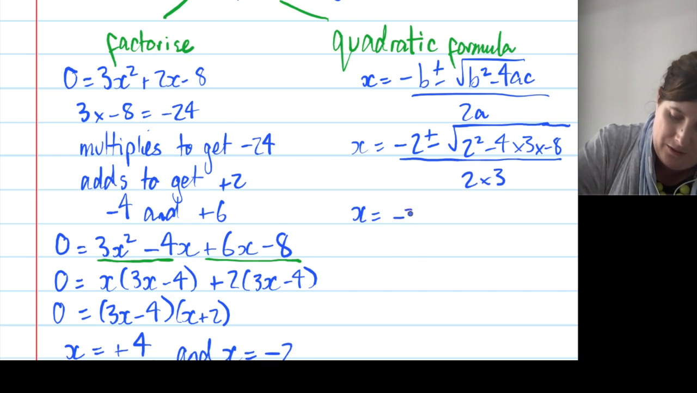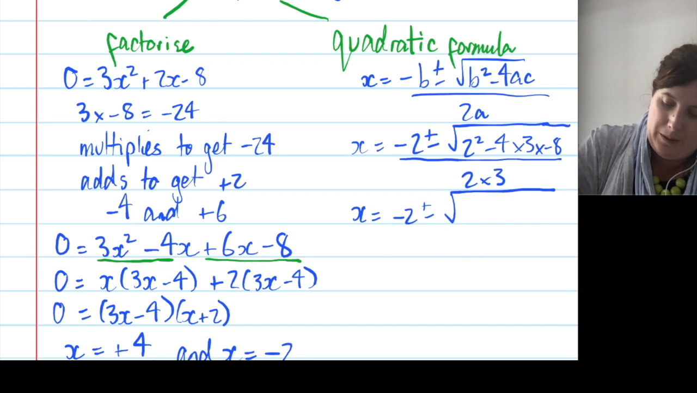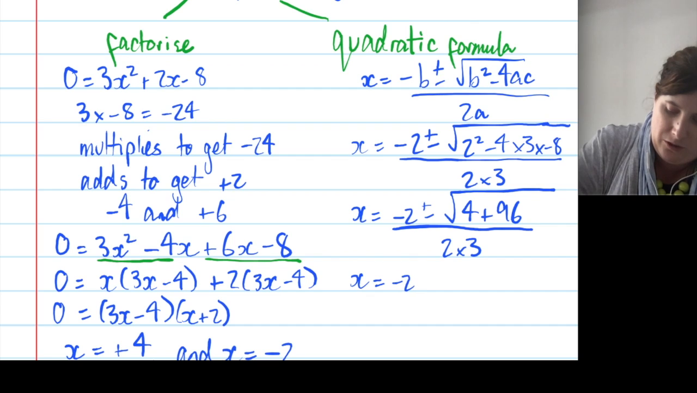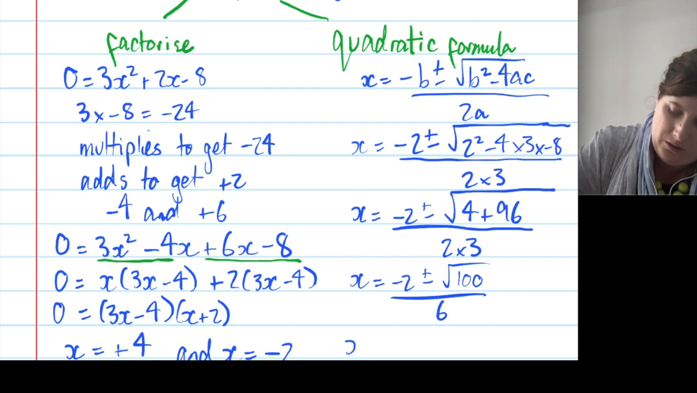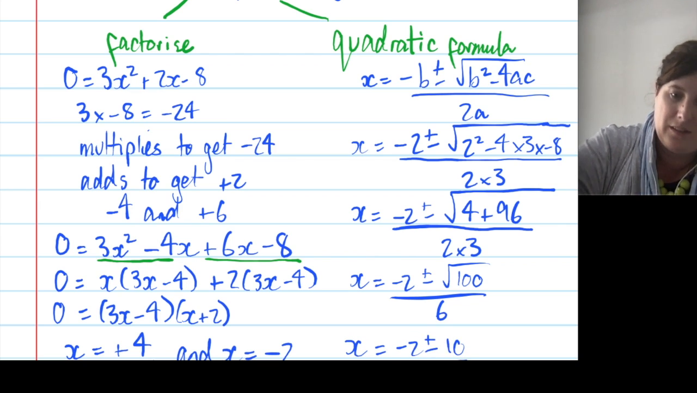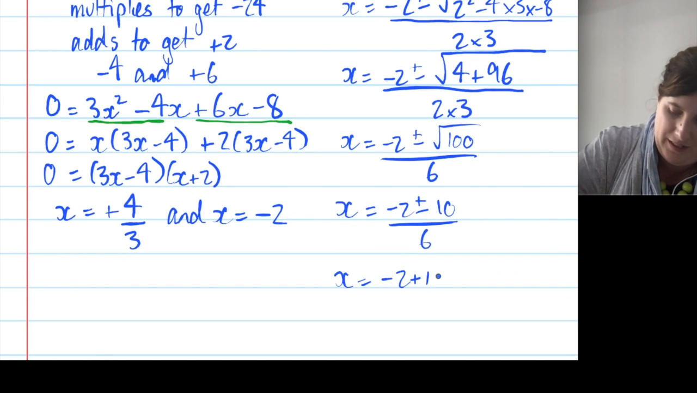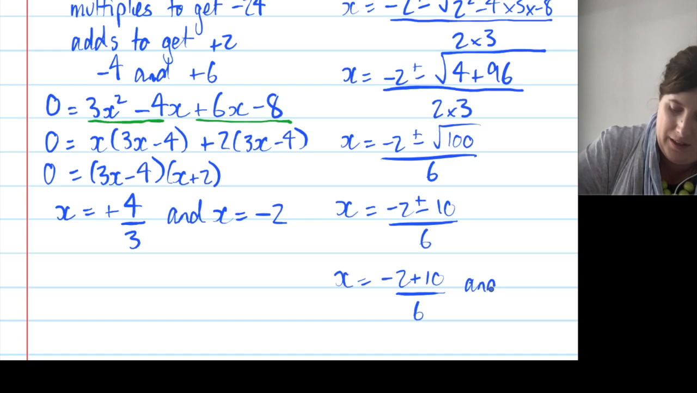X equals -2 plus minus the square root of 4 plus 96, all over 2 times 3. So we've got x equals -2 plus minus root 100 over 6. So I've got x equals -2 plus minus 10 over 6, which means x equals -2 plus 10 over 6, and x equals -2 take 10 over 6.